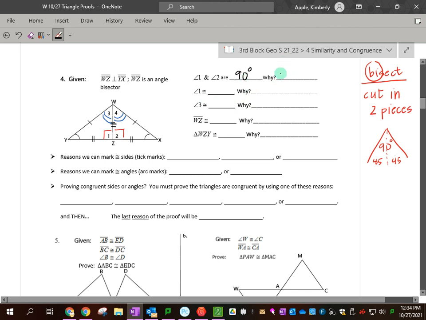Perpendicular. Good job. This is the definition of a perpendicular line. That is how I know. That is what told me to mark those as right angles. That telling me that those lines are perpendicular, and me interpreting that to understand that those make 90-degree angles. Angle 1 is congruent to angle 2. Why? Because all right angles are congruent.